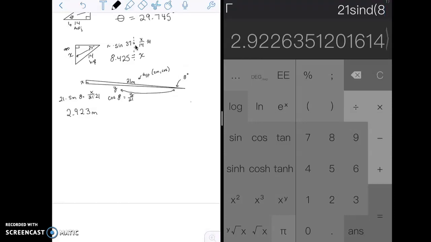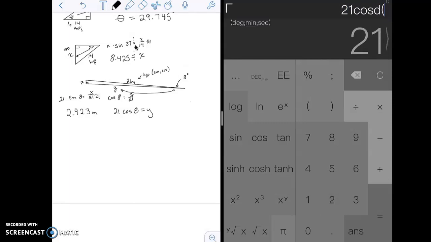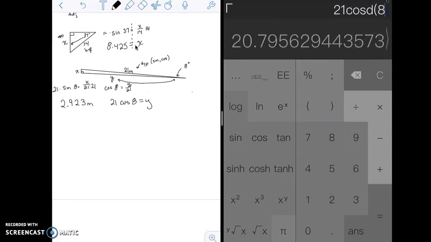Well, let's find out. We are going to type in 21 cosine 8 equals y, because I multiplied both sides by 21. Clear 21 cosine 8. Well, look at that, 20.796 meters. It's almost the same length as the hypotenuse. Does that make sense? Right, because the angle is so very, very small, it does make sense that that's going to be 8 degrees.